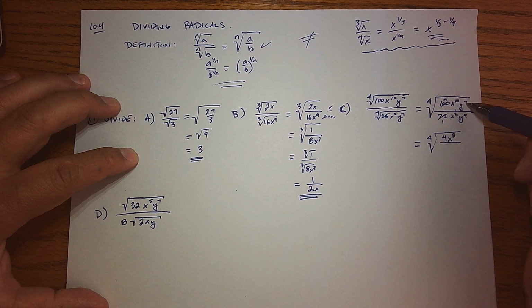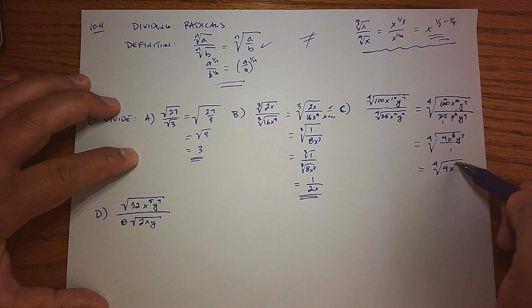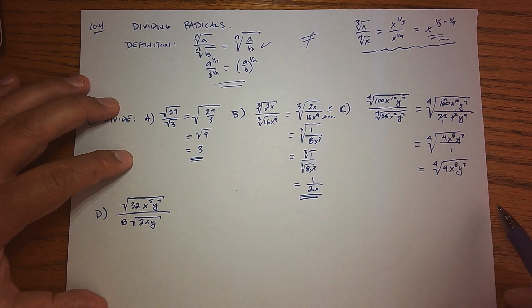And then y to the 7th over y to the 4th becomes y to the 3rd. And so everything basically divided out. So let me rewrite this. We're talking about the fourth root of 4 x to the 8th y cubed. Okay, so there's our division. Of course, now we simplify.